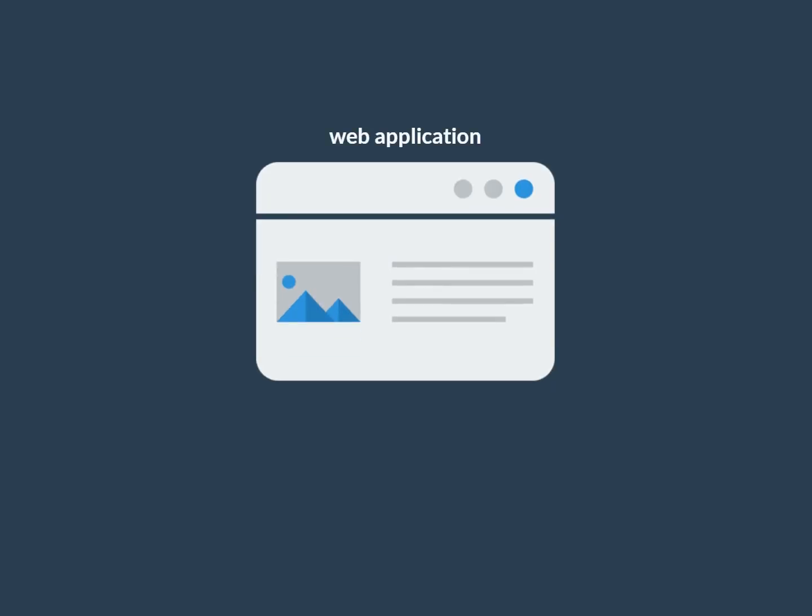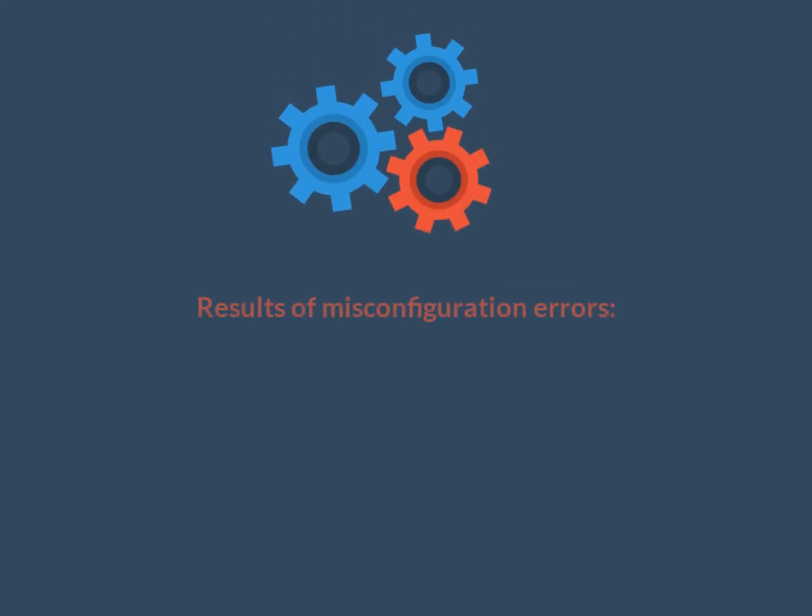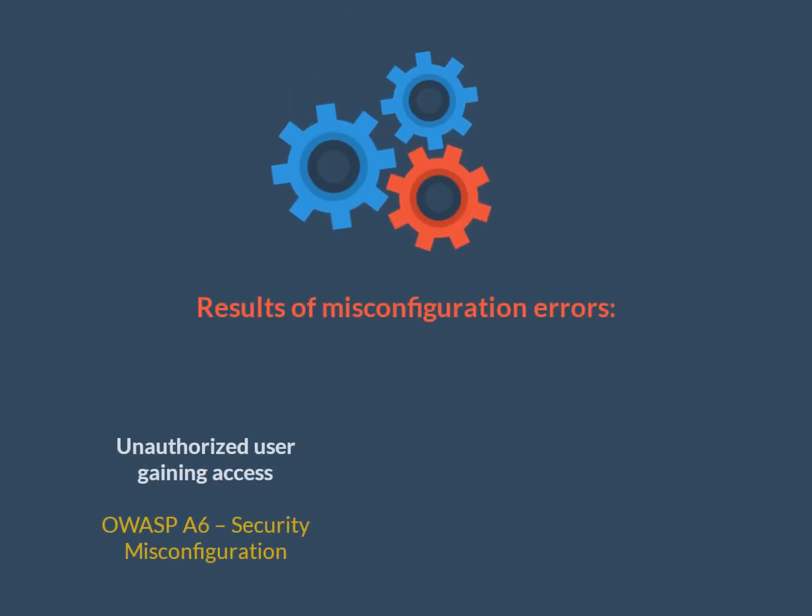When it comes to web applications, the data tells a story of negligence and error rather than clever hacking. Misconfigurations were the largest type of error reported. Misconfigurations can result in an unauthorized user gaining access. Item number 6, security misconfiguration. Another major issue is publishing errors. Nearly 60 million records were breached due to misconfigured cloud service buckets, as explained by the OWASP Top 10's item number 2, sensitive data exposure.